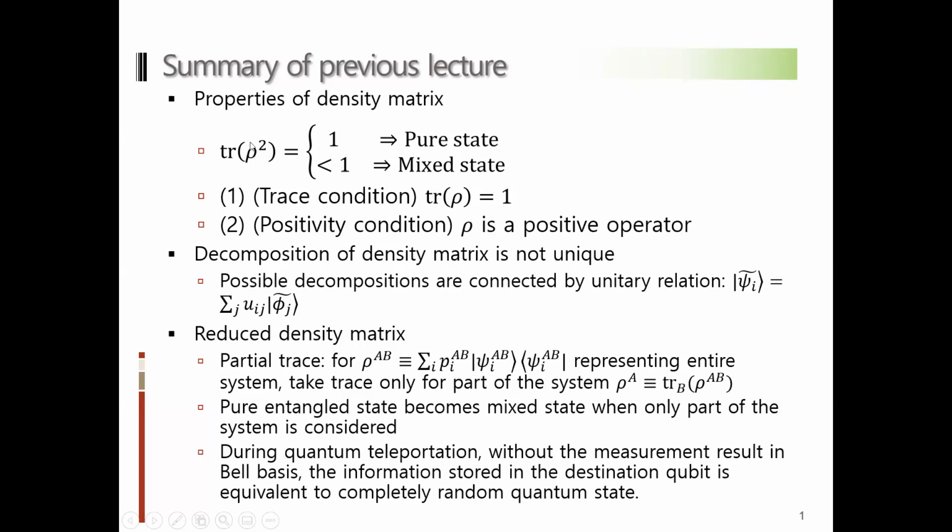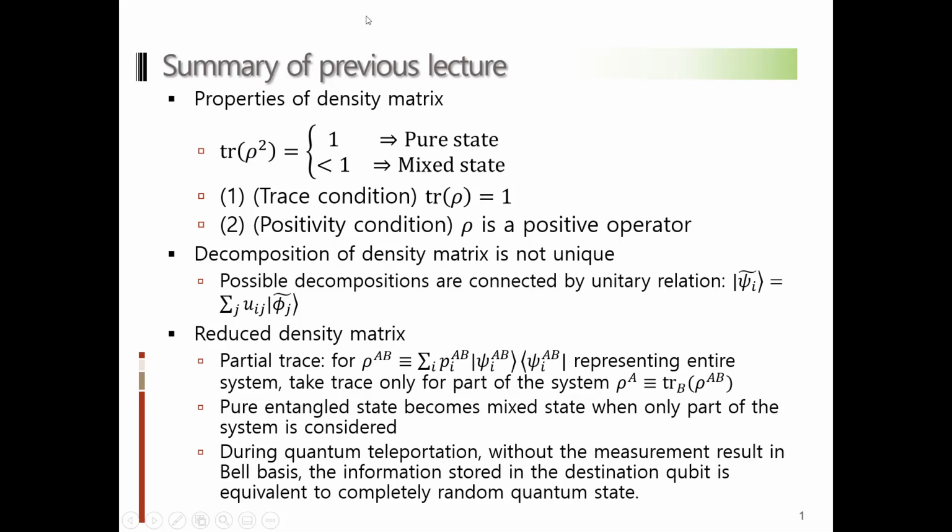simple. If you know the density matrix, just square it and then calculate the trace. If it is a pure state, then the value will remain 1, while if it is a mixed state, it will become less than 1.